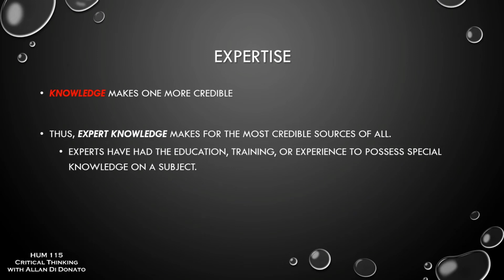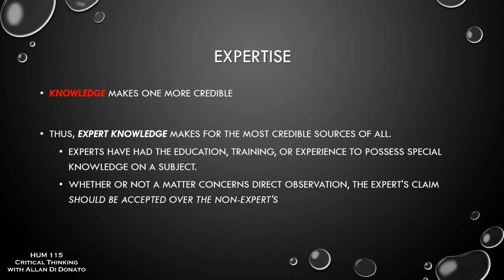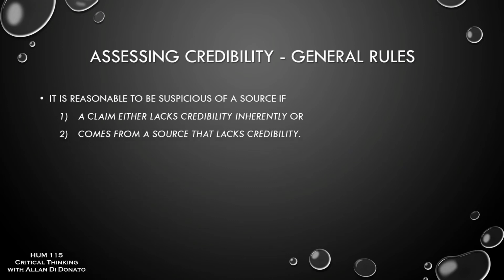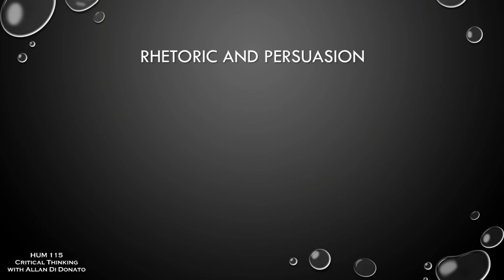Experts have the education, the training, the experience to possess certain knowledge on a subject that other people generally don't have. Therefore, they're more believable. Now, whether or not a matter concerns direct observation, the expert's claims should be accepted over the non-experts'. If it's something that has to do with direct observation, then if you are capable of having the same observation as the expert, then you don't need to rely on the expert. You can rely on the direct observation, is the idea. Some general rules are going to be these. It's reasonable to be suspicious of a source if a claim either lacks credibility inherently or comes from a source that lacks credibility.